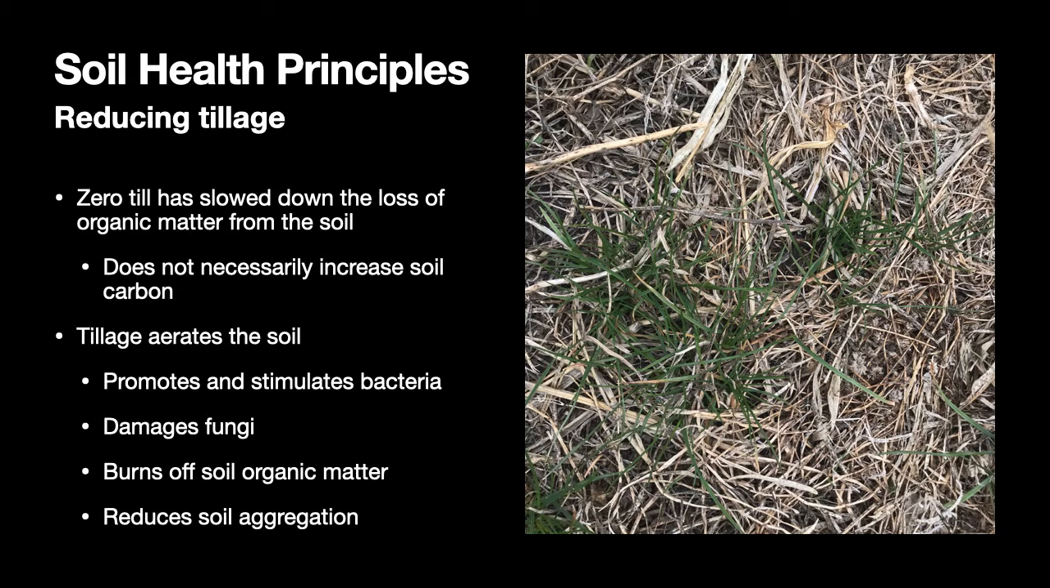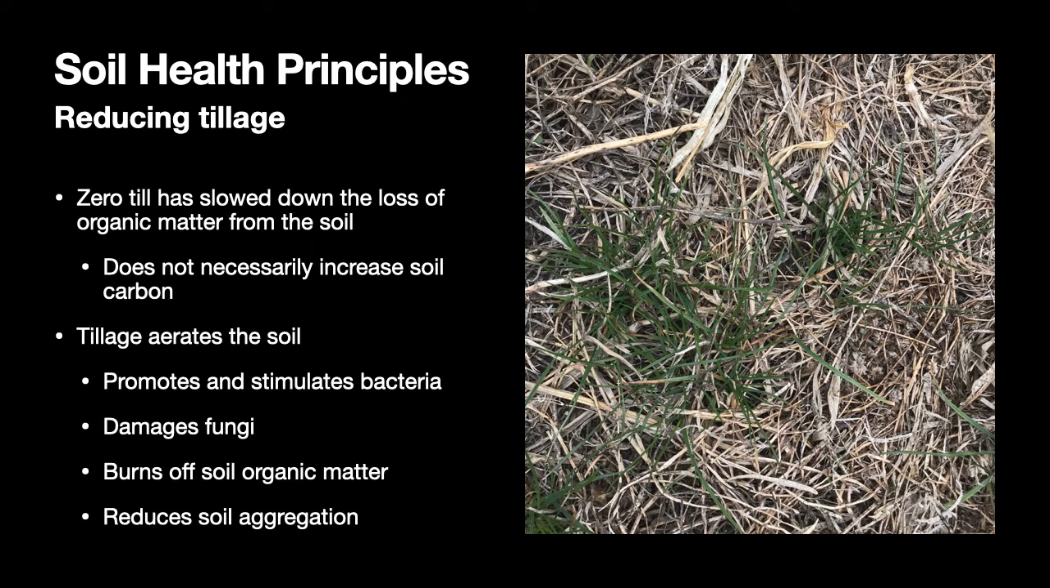But we're going to get to the point where, number one, it's not very fast. Number two, we're going to start hitting some ceilings. When we start talking about tillage, it aerates that soil. When you're aerating the soil, that's going to promote and stimulate bacteria populations. It's also going to damage your fungal populations. When tillage happens, that will actually start burning off organic matter from the soil. And this is the reason why we saw organic matter levels drop during the years of high tillage.